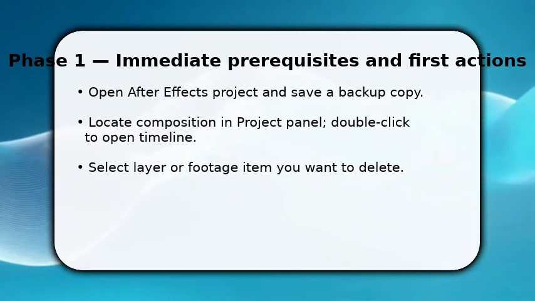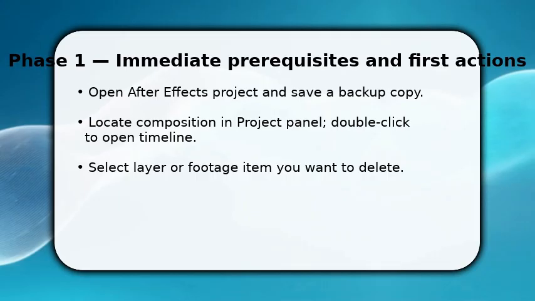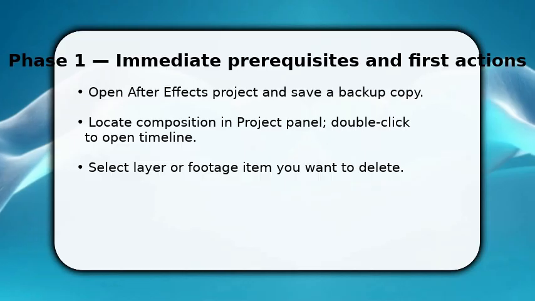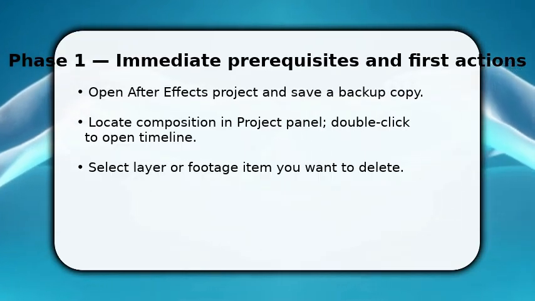If you need precise trimming first, press B or N to set in/out, then scrub to confirm. Once you have the clip selected, pause and check that any parent or linked layers won't break. This prevents accidental gaps later.